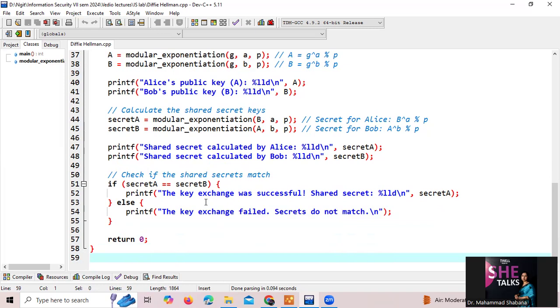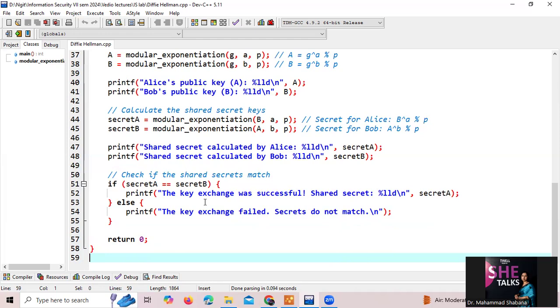So the key exchange was successful and both parties can use S, which is a shared symmetric key. If the secrets do not match, an error is displayed. This should not happen unless there is a bug or interference. Both parties independently arrive at the same shared secret S, even though they only exchange their public keys A and B. The shared secret key S is never transmitted, making the protocol secure.